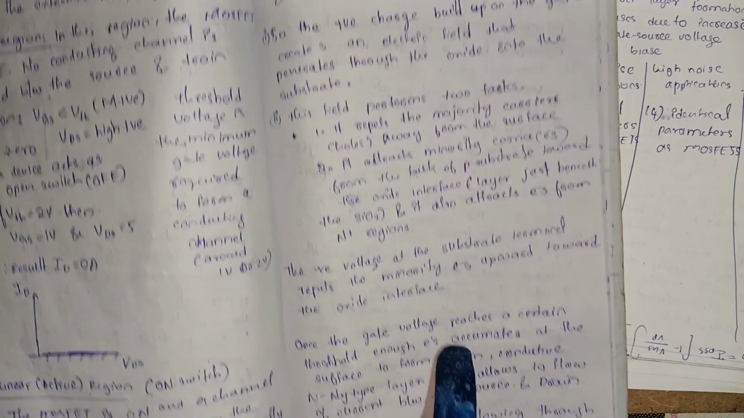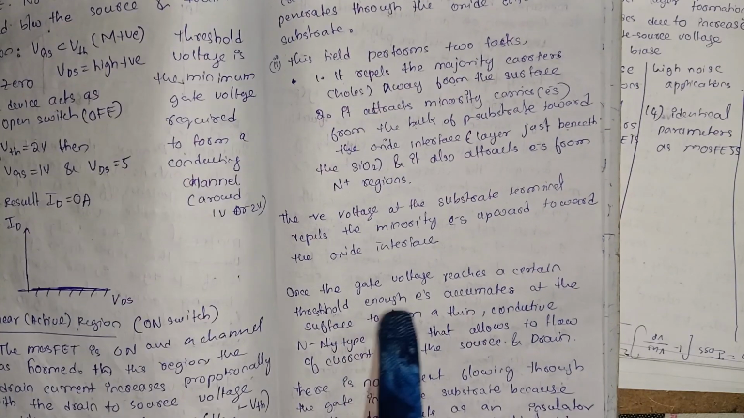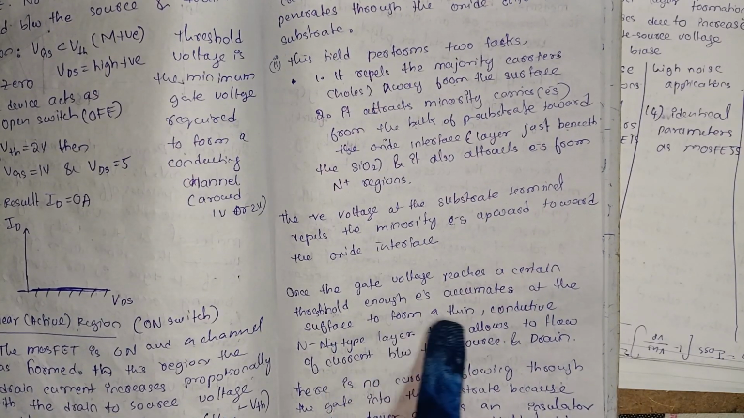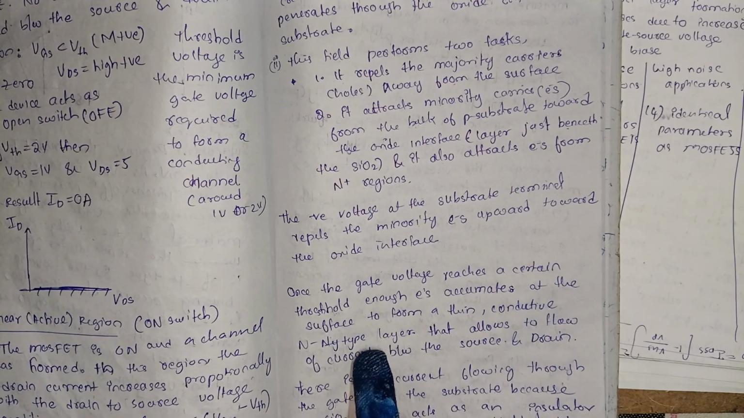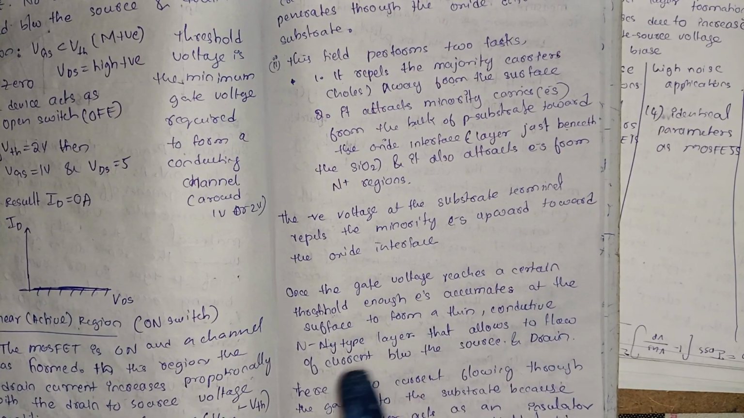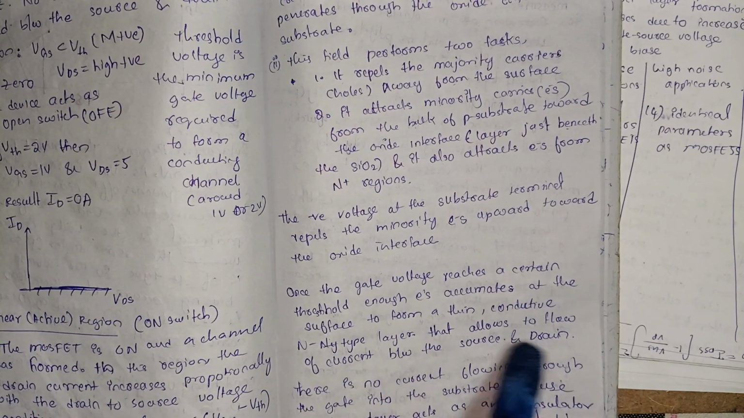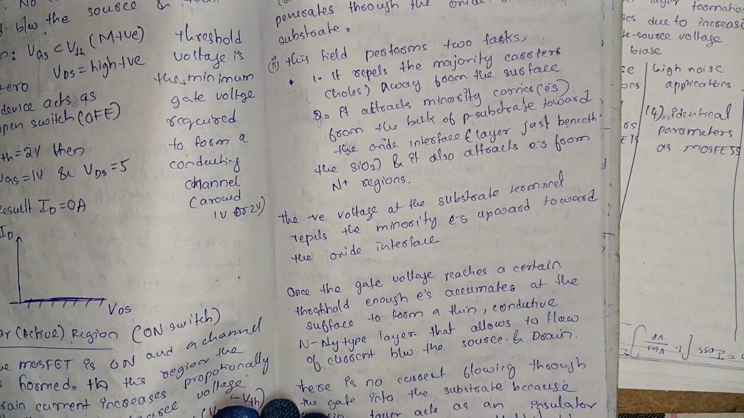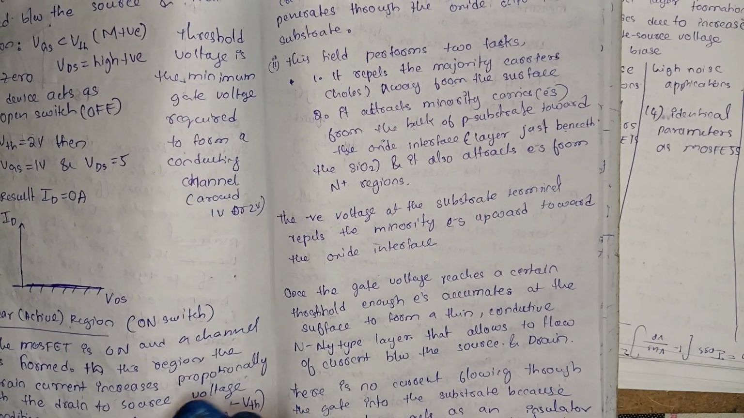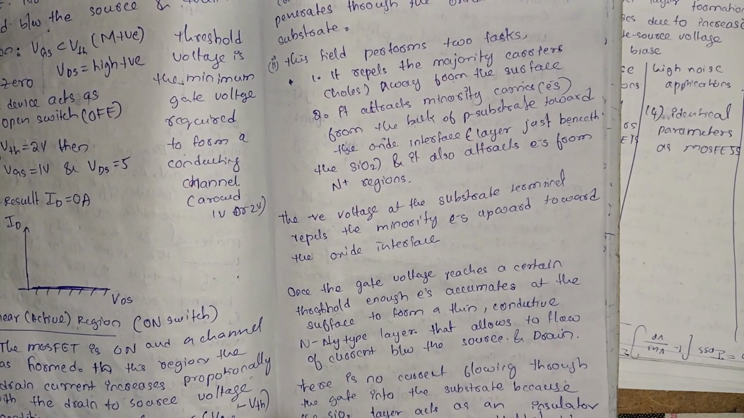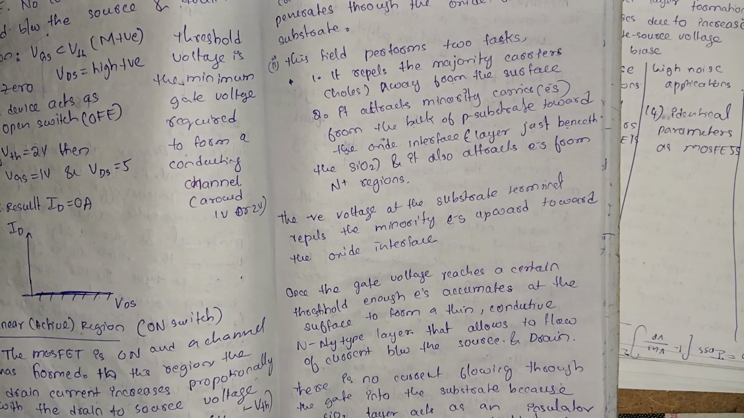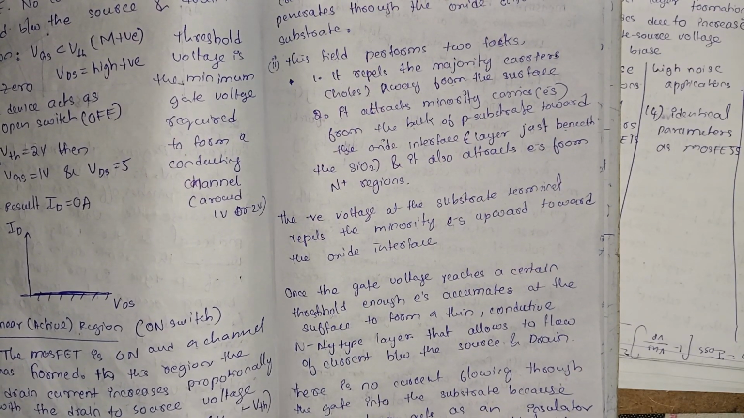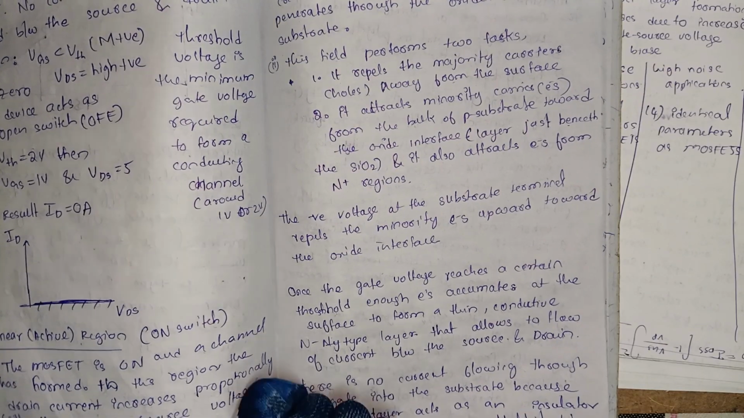Once the gate voltage reaches a certain threshold, enough electrons accumulate at the surface to form a thin conductive n-type layer that allows the flow of current between the source and drain. And there is no current flow through the gate into the substrate because the silicon dioxide layer acts as an insulator. Only an electric field is established here.